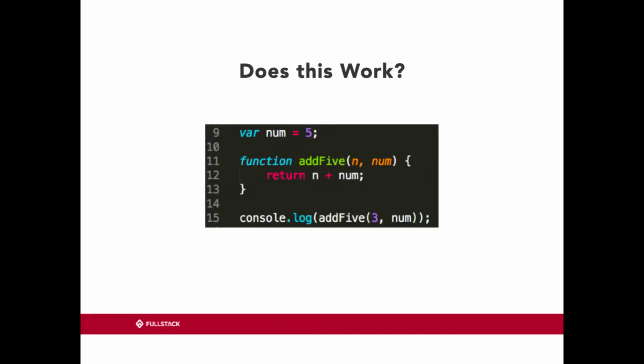Okay, cool. So now we have this other setup where we're saying, okay, outside of this function add 5, we have this num, and it equals 5, right? And same thing as before, except now we get to take in 2 parameters. We get to take in an n and a num. And we say, okay, add 5, we pass in 3 and num. What is going to be the output here once we execute line 15? Okay, why?